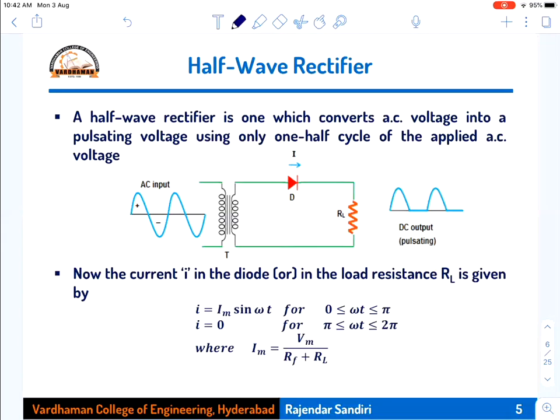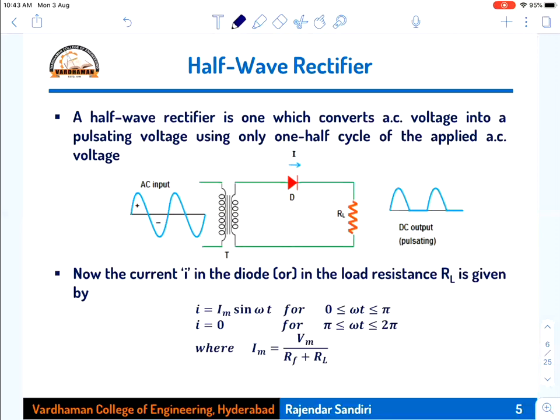Now the current I in the diode, or in the load resistance, because the diode and load resistor are both connected in series, whatever current is flowing in the diode, the same current will flow in the load resistor also. The current flowing in the diode depends upon the operation of the diode, whether it is forward biased or reverse biased, and that depends on the applied voltage, what magnitude of voltage we are applying. So depending upon that, this current will be changing.